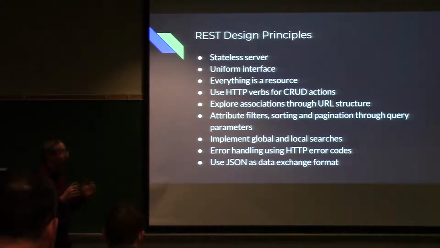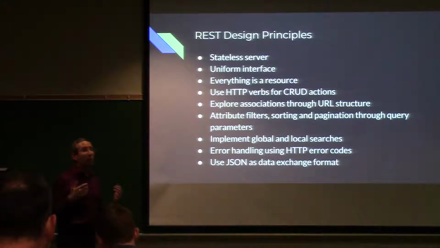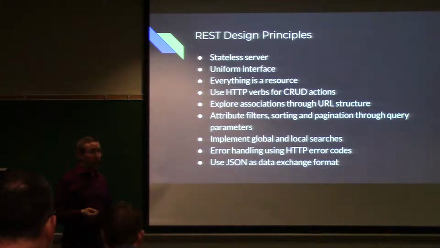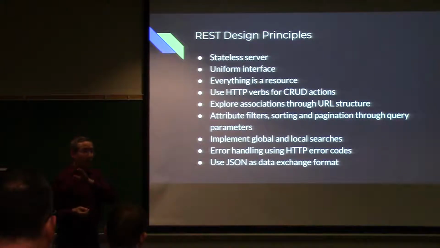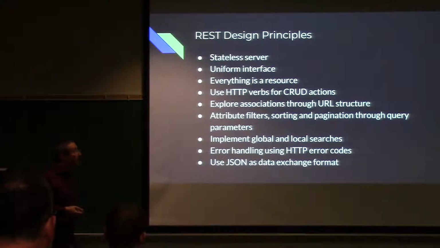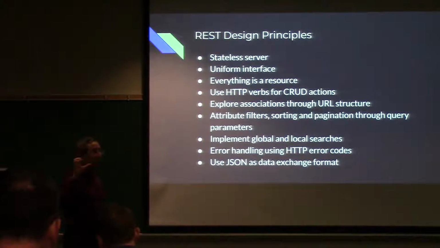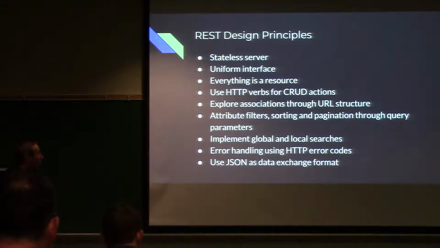You use the URL structure to pinpoint specific entities and explore associations between entities. So for example, you want to get all the classes of a specific student in a college registration application, you may say student/1/classes. You can use URL parameters for filtering, sorting and pagination. You can do global and local searches. For global searches, you probably have a search endpoint with some parameters. And for local searches, you have students and maybe a student ID or some more intricate way of finding students.